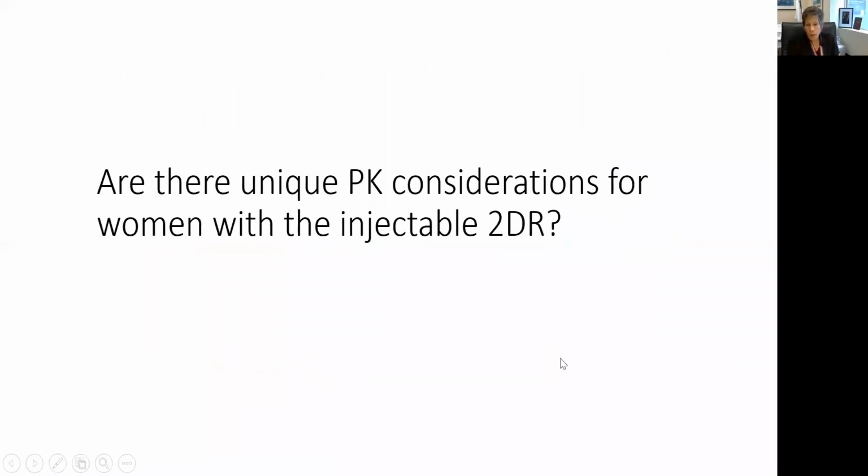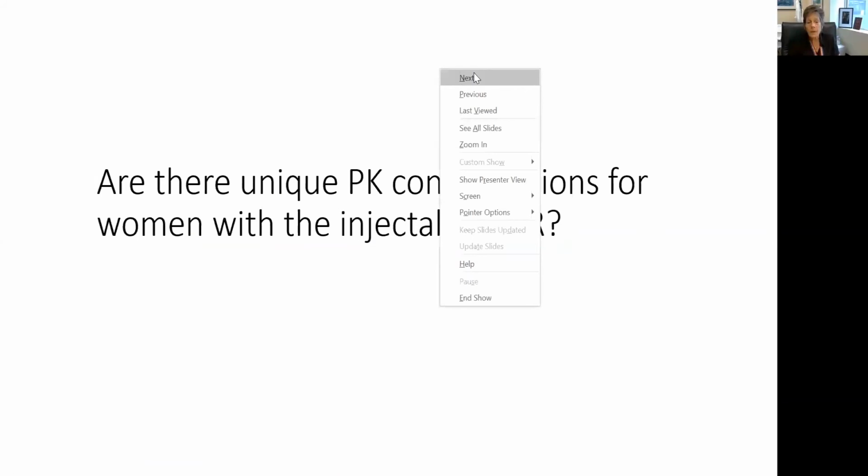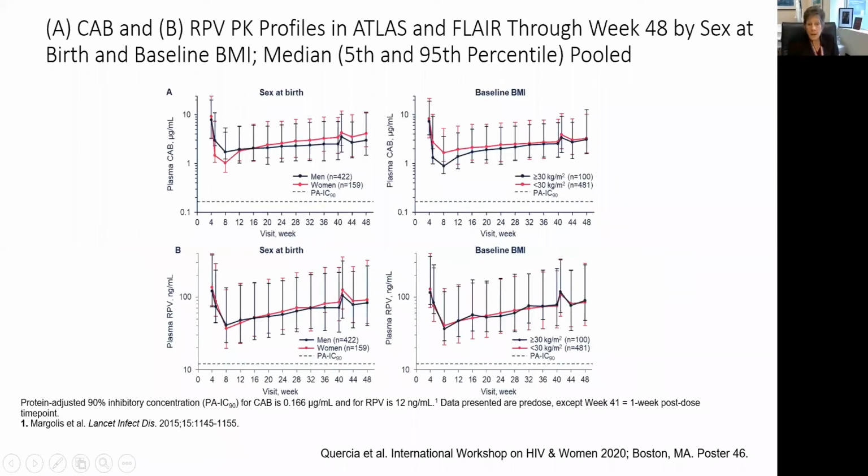Another consideration for women with the injectable 2 drug regimens is, are there any unique PK considerations? And so this was a study done from ATLAS and FLAIR. It was looking at drug levels by gender or one's sex at birth and also at baseline BMI. Overall, the pharmacokinetics were similar, but as you can see, both in women and in those with higher BMIs, there were lower trough levels, particularly early in therapy, that related to the slower absorption of the drug. And this may be related to gender and body fat content. It was not thought to be clinically relevant and was not associated with any clinically significant outcomes.